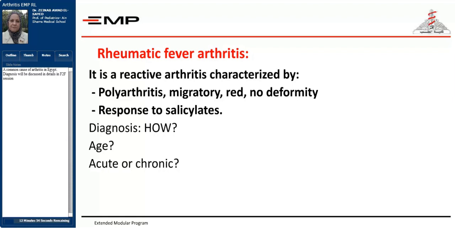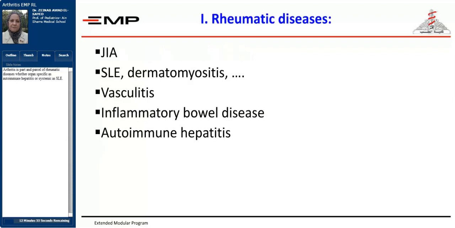The first big group of arthritis are rheumatic diseases, and arthritis is part and parcel of rheumatic diseases in children, whether these diseases are organ-specific such as autoimmune hepatitis or systemic as in systemic lupus erythematosus.